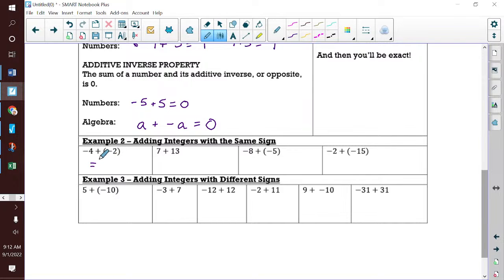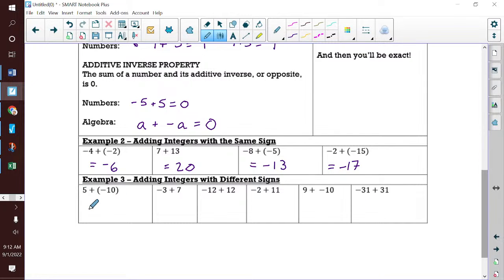These two numbers have the same sign, so we'll keep the sign. It'll be negative. 4 plus 2 is 6. These two numbers have the same sign. The same sign is positive, so it'll be positive 20. These two numbers have the same sign, and that sign is negative, so our answer will be negative. 8 plus 5 is 13. These two numbers have the same sign. The sign is negative, so our answer will be negative. And 2 plus 15 is 17, so we have negative 17.